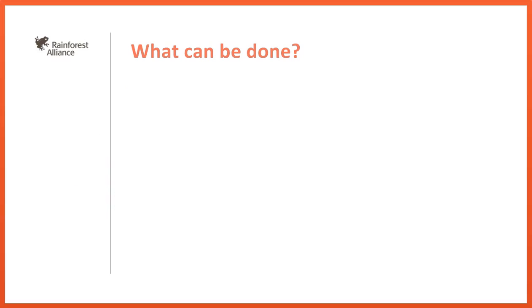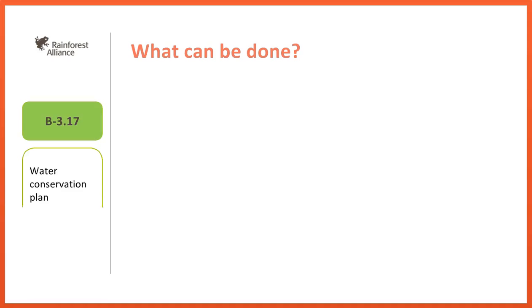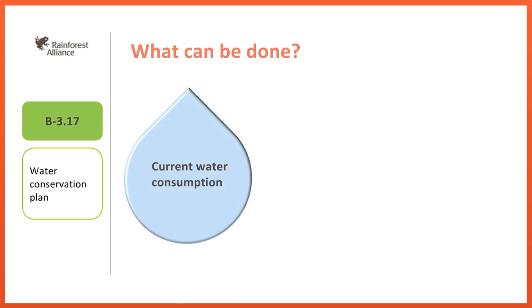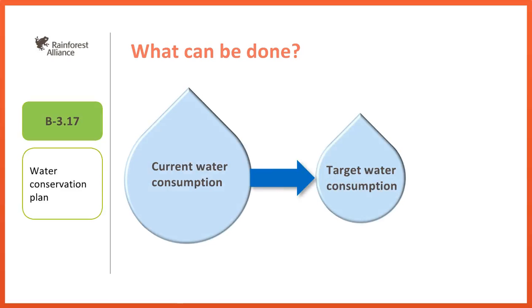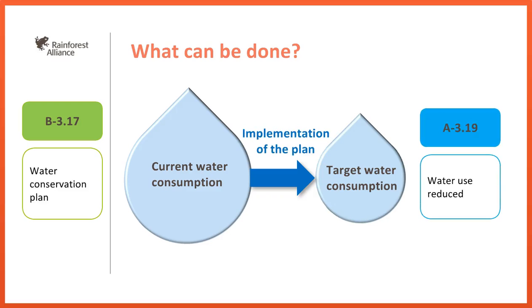All these activities to economize the use of water can be written in a water conservation plan. In a plan, you state the current water consumption and set a target for future water consumption. Over years, you will implement the plan and record the water use. After several years, if you can demonstrate that you achieve the reduction of water use, you comply with criterion A 3.19. Level A is the highest level of criteria. Meeting them means that you have come far on the journey toward sustainability.